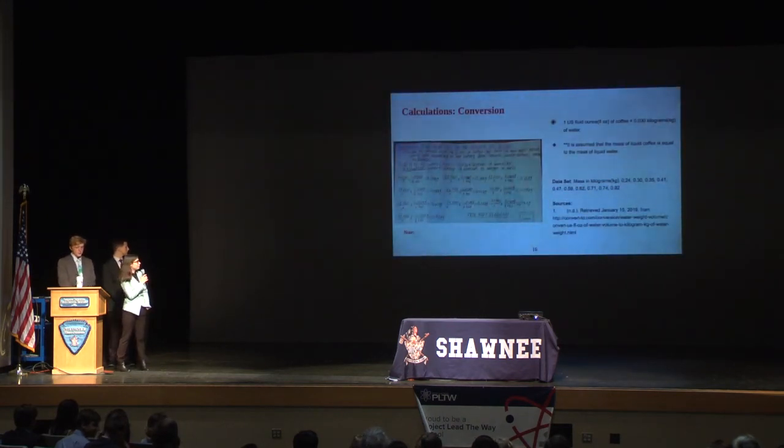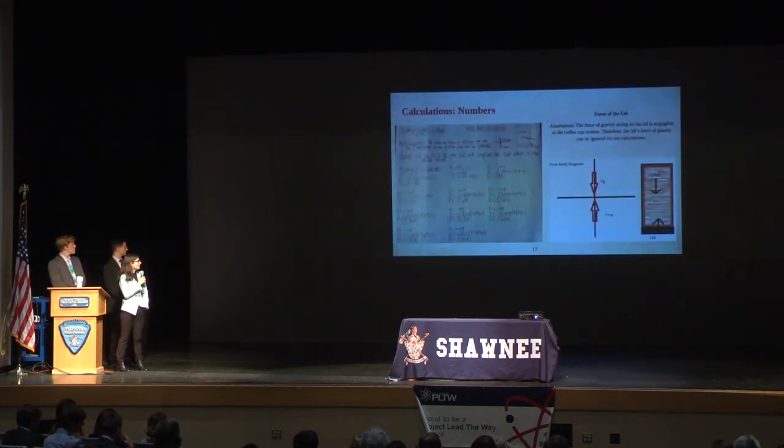So then I converted each fluid ounce to kilograms, which is a lot easier for mathematical calculations. I found that about one fluid ounce equals 0.03 kilograms. So I converted the data set into kilograms before proceeding to the next step, where I tried to determine the force of tension that the lid would have to withstand.